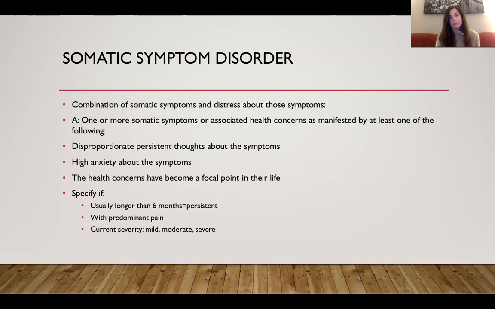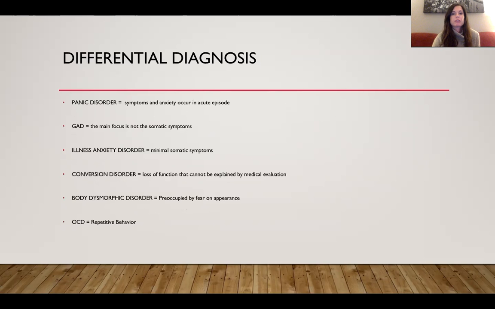And you would specify if it's persistent, which would be longer than 6 months. So somatic symptom disorder has to exist for about 6 months. But if it's longer than that, you would specify persistent, and you would specify if it's with predominant pain and with current severity, mild, moderate, or severe. And of course, that's all spelled out in your DSM. And so you want to make sure that this is not accounted for by another diagnosis. So that's when we look at our differential diagnosis.